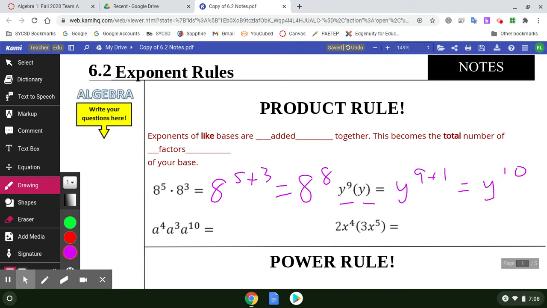In the third example, we have 4 factors of a times 3 factors of a times 10 factors of a, so we must add all of those exponents together to give us a total of 17 factors of a, which is just a to the 17th. In the fourth example, we're going to first focus on our base of x. So we have 4 factors of x and 5 factors of x. So we know that's a total of 9 factors of x.